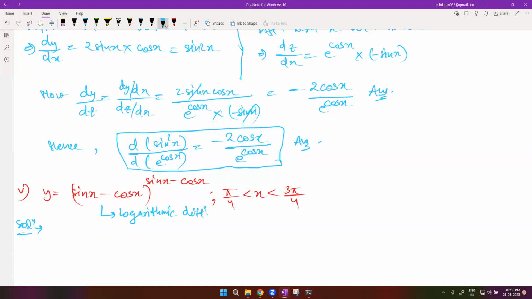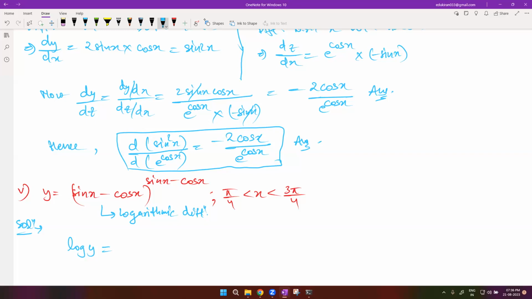Nanji took log on both sides. What will be the expression? The simplified expression. I'm writing the answer directly.